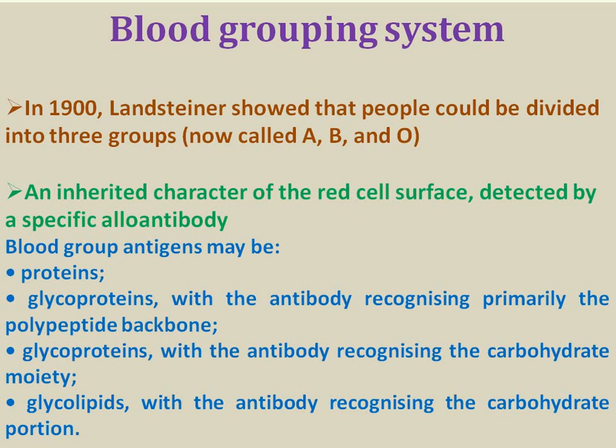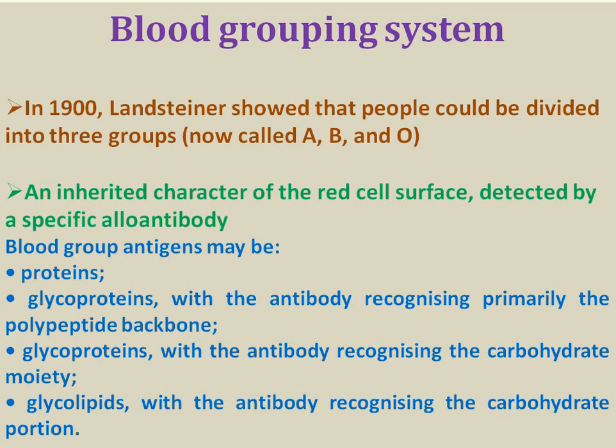In the beginning of the 19th century, Karl Landsteiner discovered the blood grouping system. He showed that people could be divided into three groups, now called ABO, and inherited characters of the red cell surface detected by specific alloantibodies.